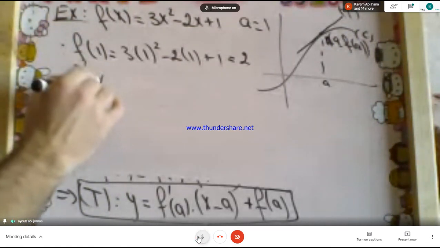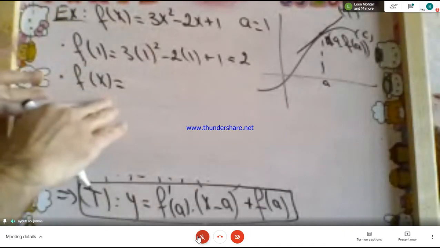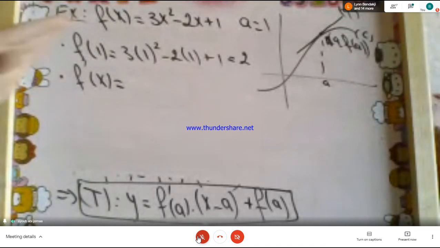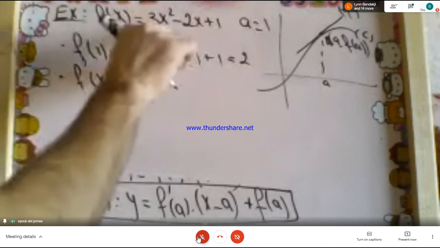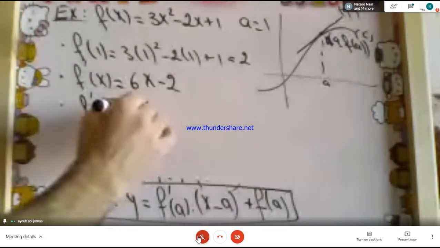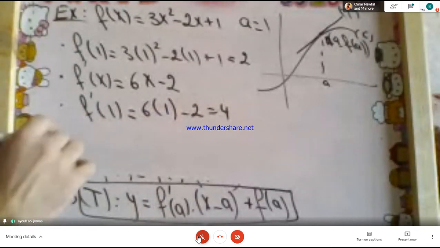Step number 1, find f prime of x, the same way we used to find the derivative. It depends on the function. You have product, u times v, quotient, u over v, or radical u, u prime over 2 radical u. It depends on the function. Here it is direct: it's 6x minus 2. Then f prime of 1 is 6 times 1 minus 2, which is equal to 4.